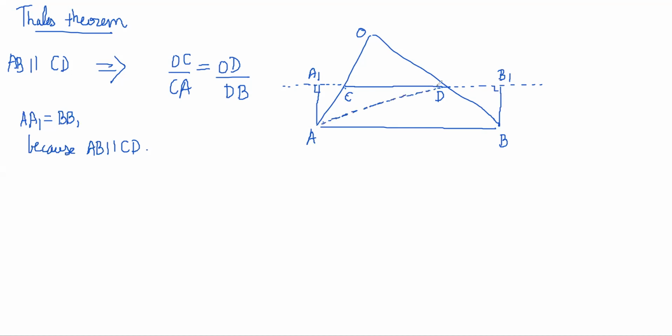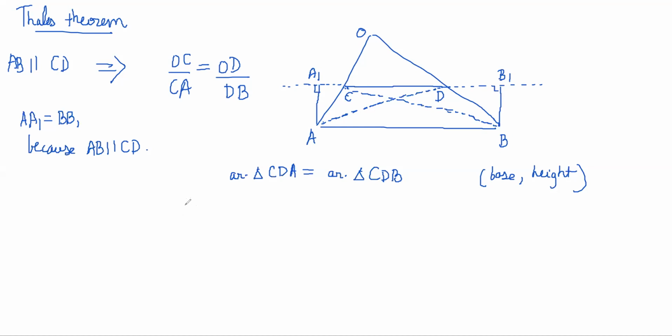Triangle CDA, and triangle CDB. Look at these two triangles. The height is the same for both triangles, no? Yes. So the area of triangle CDA is equal to the area of triangle CDB because the base is also the same and the height is also the same. Correct? Yes. So that means CDA area is equal to CDB area.